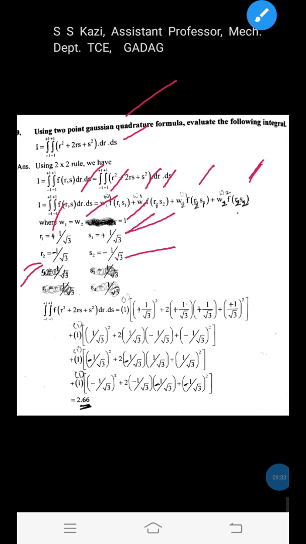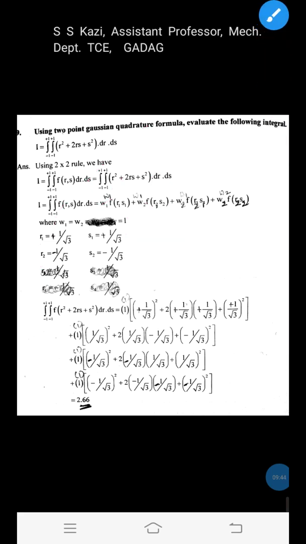You just need to replace zeta and neta by r and s; the values will remain the same for the 2-point method. Now, next, what you need to do is substitute these values into this formula. How do we substitute?